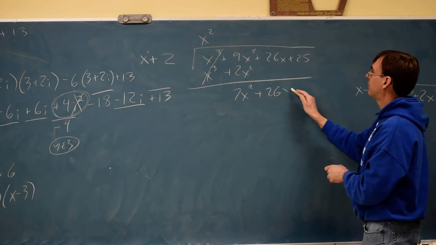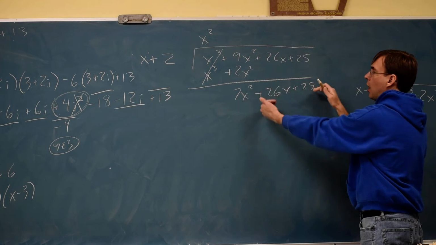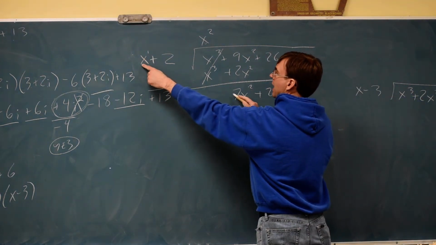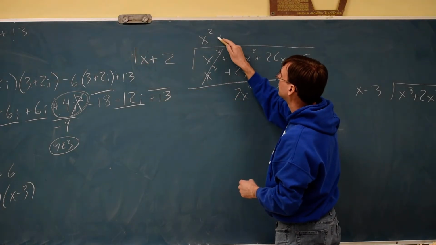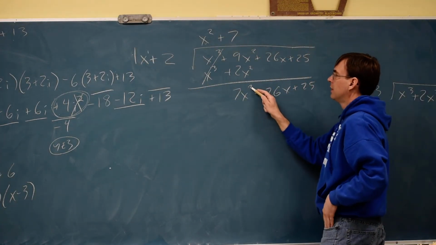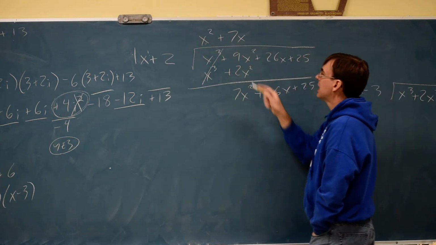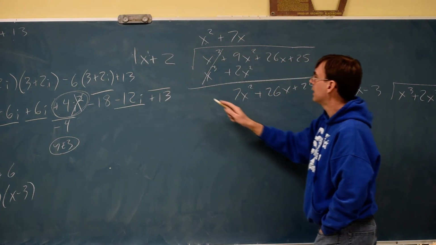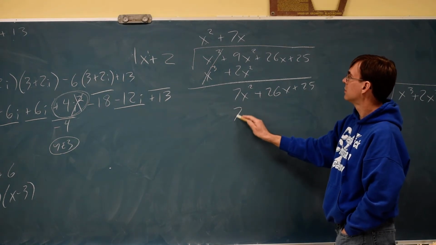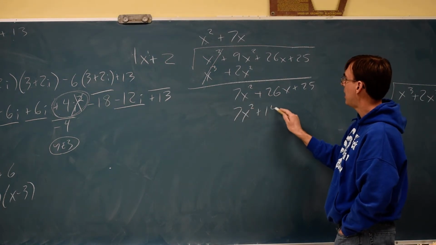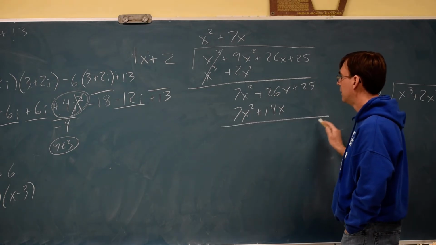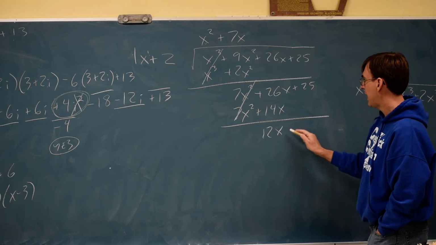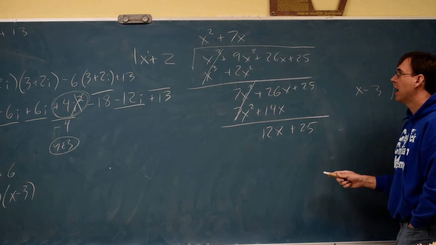Drop the rest of the stuff. Copy it. Now we divide again. 7 dividing a 1 is a positive 7. Subtracting powers is an x. This multiplies everything in the divisor. So 7x squared plus 14x. Then we subtract. Those vanish. This is 12x plus 25.